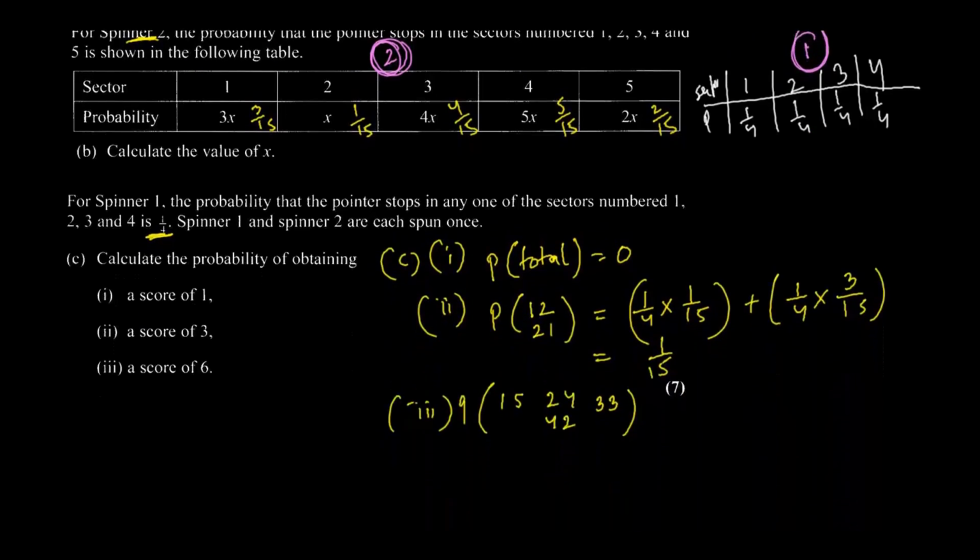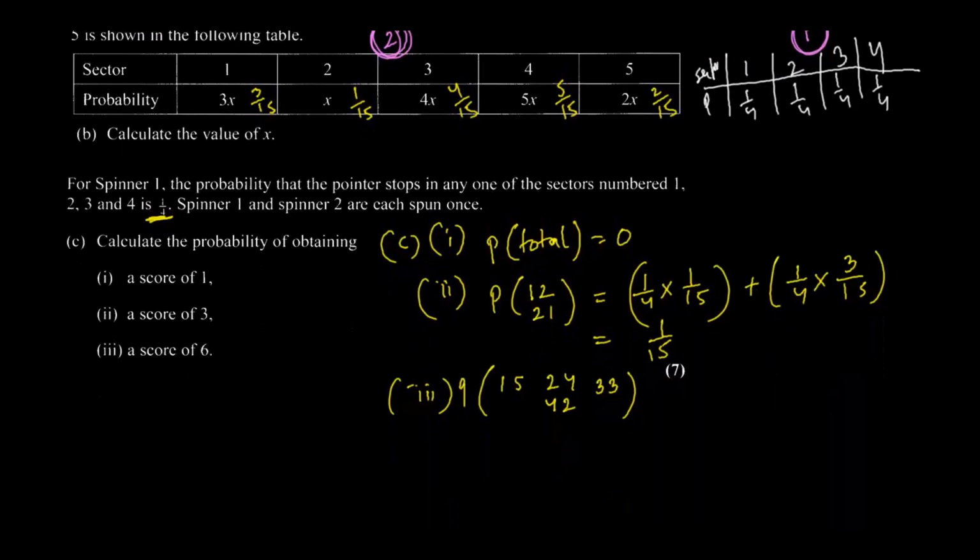So let's do the calculation now. For 1, 5, the first spinner is 1 by 4 because the probability of every number in spinner 1 is 1 by 4. The second one is 5, and 5 means 2 by 15. So this would be 2 by 15. Or 2, 4: 2 again is 1 by 4, and 4 is 5 by 15. So this would be 5 by 15.